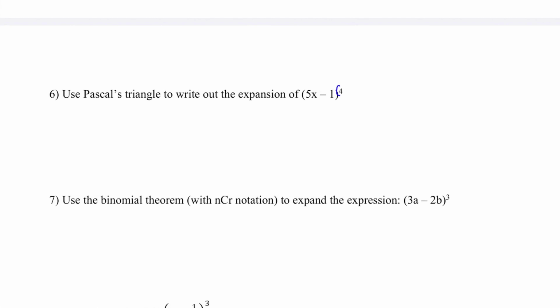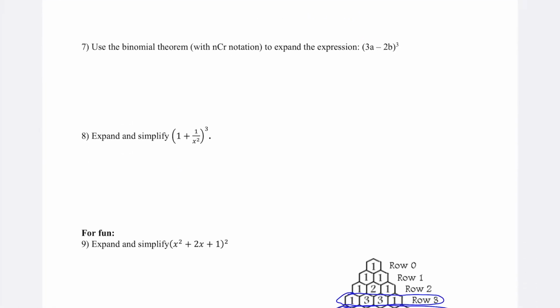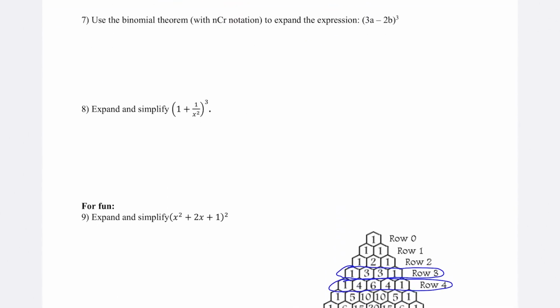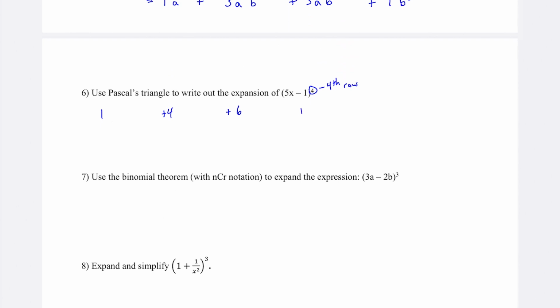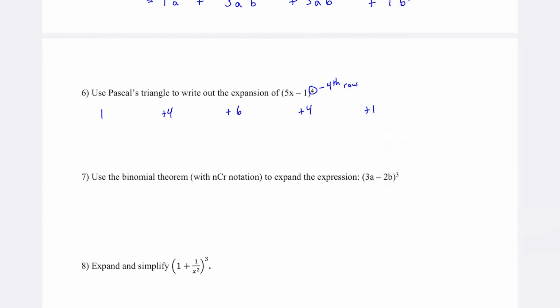Okay, let's use Pascal's triangle to write out the expansion of 5x minus 1 to the power of 4. So because of this, we know that we're looking at the 4th row. So I like to write it out this way. I'm just going to write 1, leave a space, plus 4, plus 6, I believe, plus 4, plus 1. And I'll get out another color. Now I'm going to expand this.